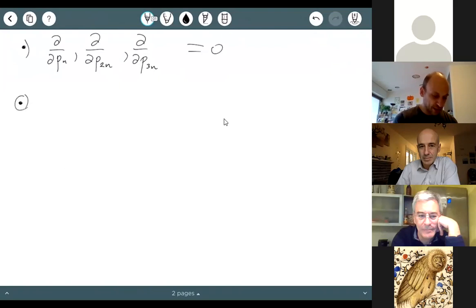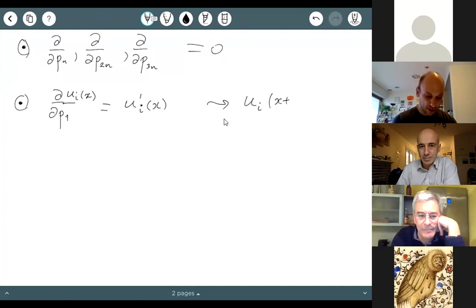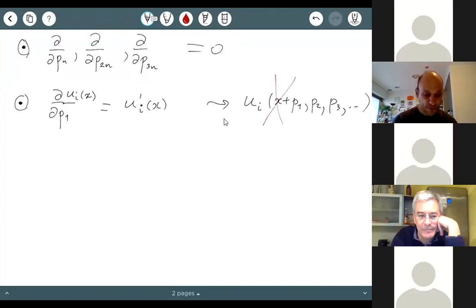And well, the second remark is that d over dp_1, this is easy to check, for every function u_i of x, is just the derivative with respect to x. And so the solution to these equations has the form u of x plus p_1, comma, p_2, p_3, and so on. And so we can remove x without losing any information if we wish. So that was the summary of the first lecture with an expansion from KdV to nKdV.